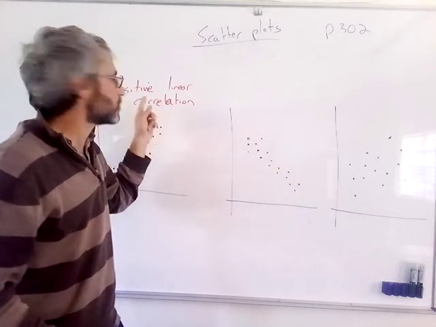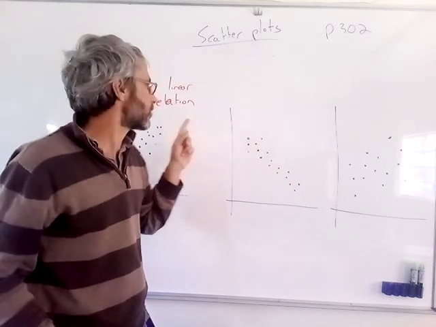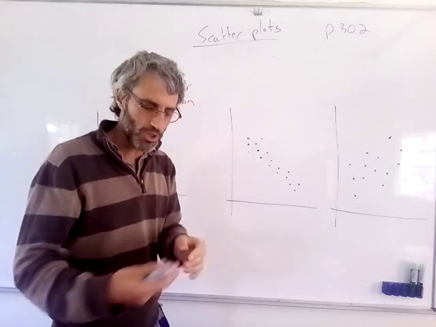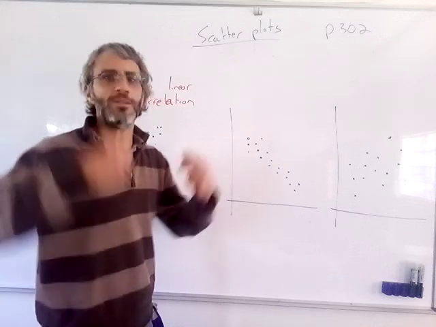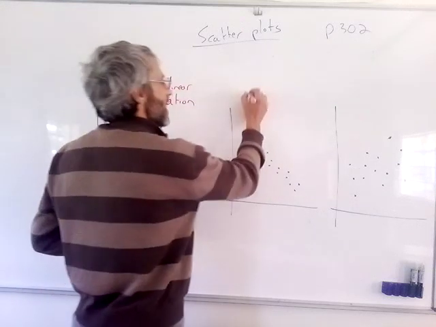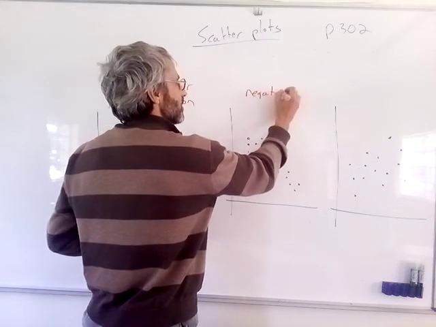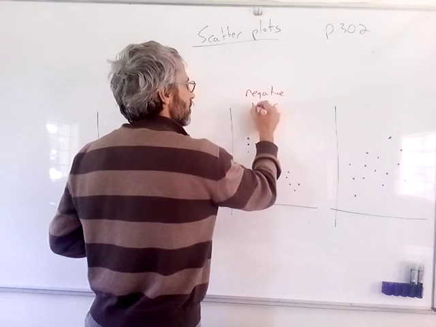But in this case, we're not going to call it positive linear correlation. I think you will be able to guess, if I asked you, what is it going to be called? Correct. It's going to be negative linear correlation.